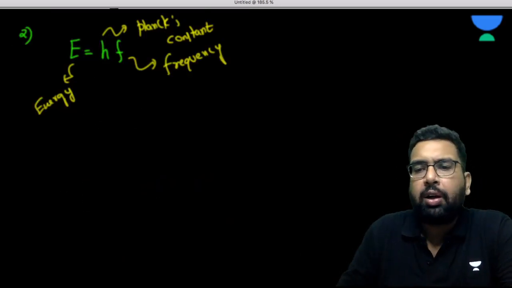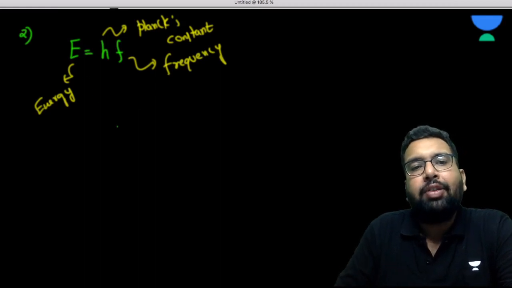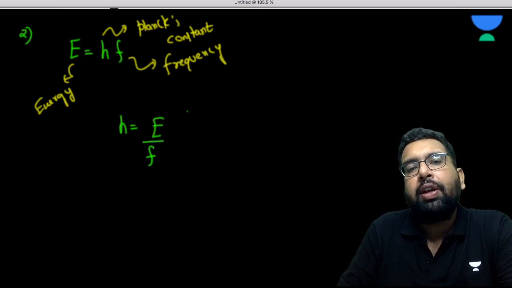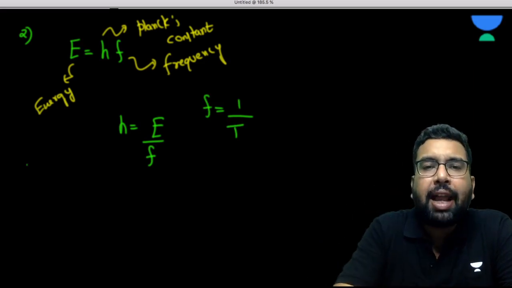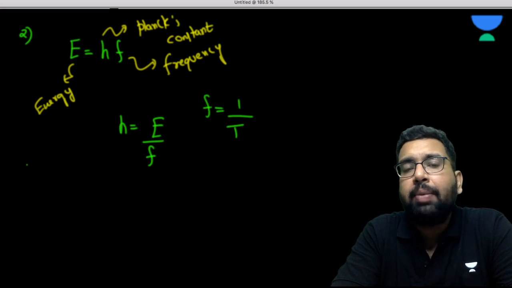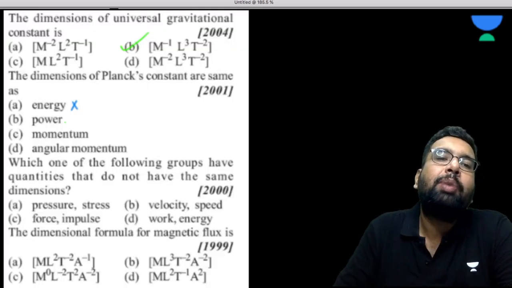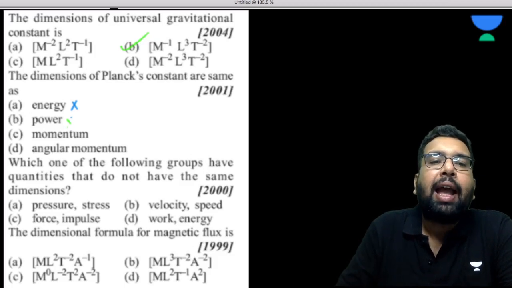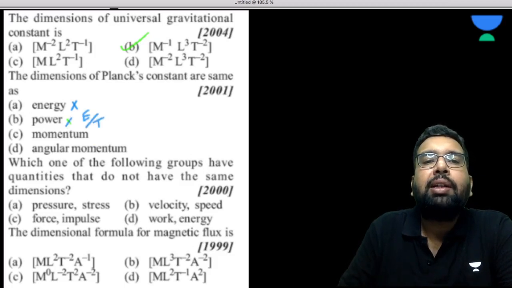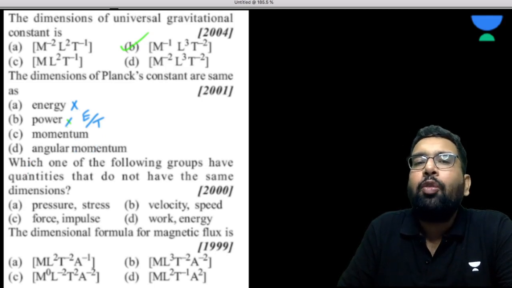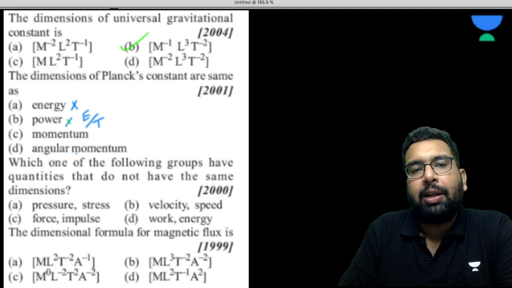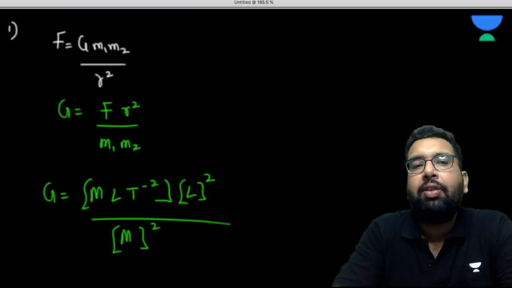Now, let's sort out the dimensions. So h I can write as energy per unit frequency. And what is frequency? Frequency is 1 upon time, dimensionally T to the power minus 1. So it can't be power also, because power is energy per unit time, and Planck constant is energy per unit frequency. So it can't be that option. Now we are left with momentum and angular momentum. We still have to find the dimension of it.